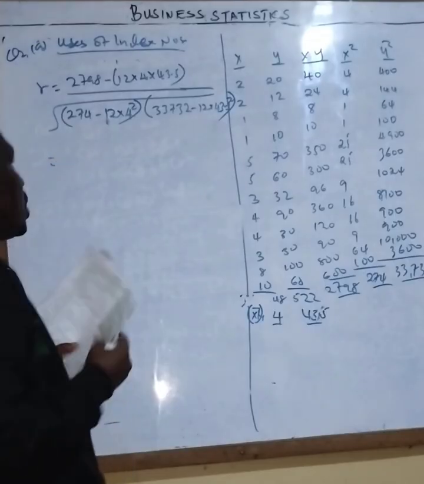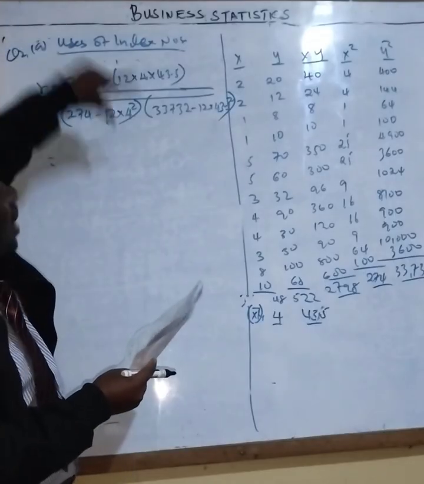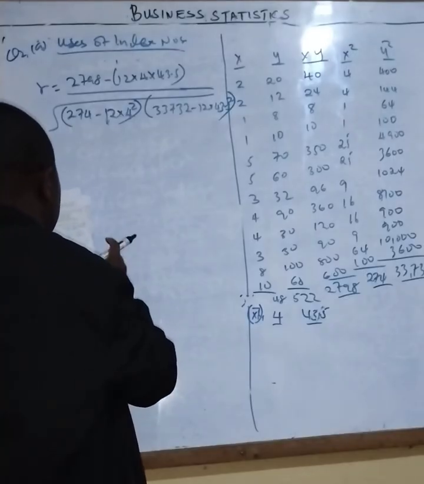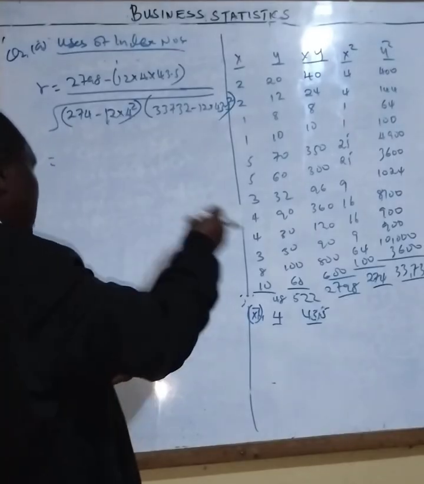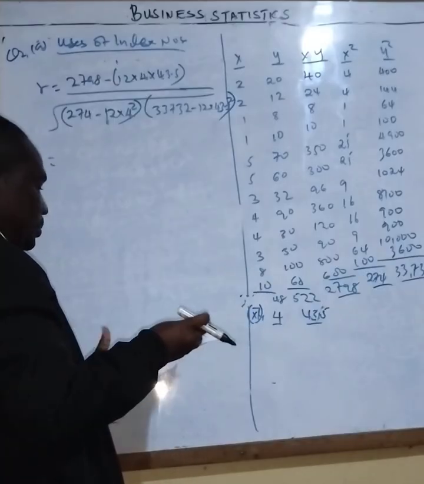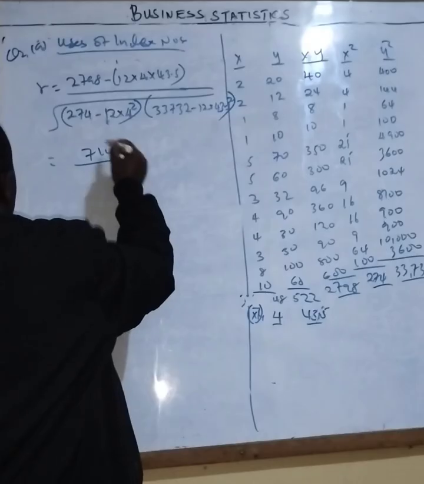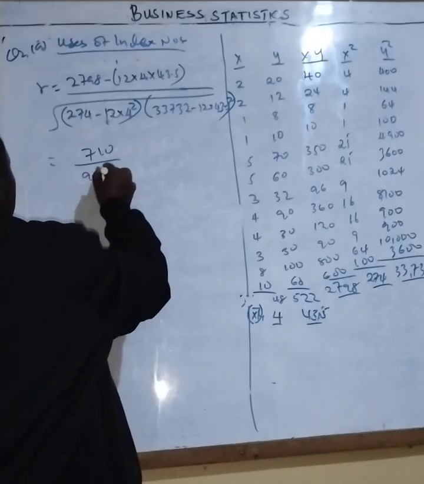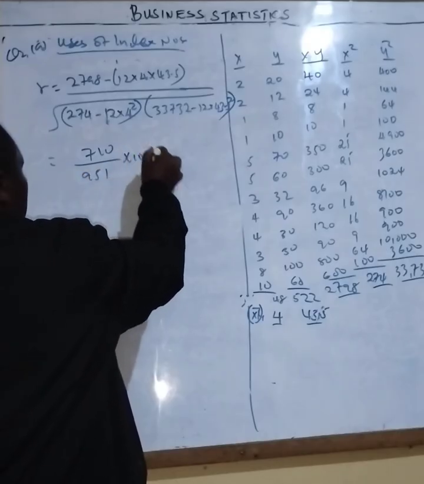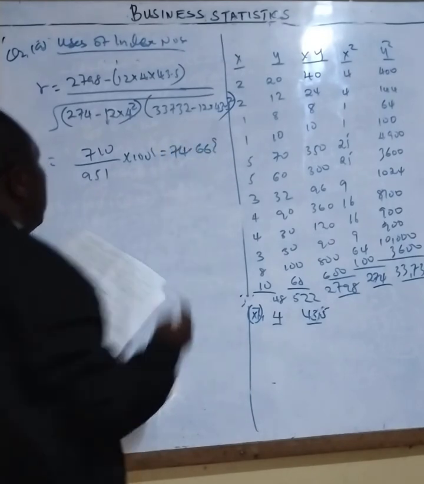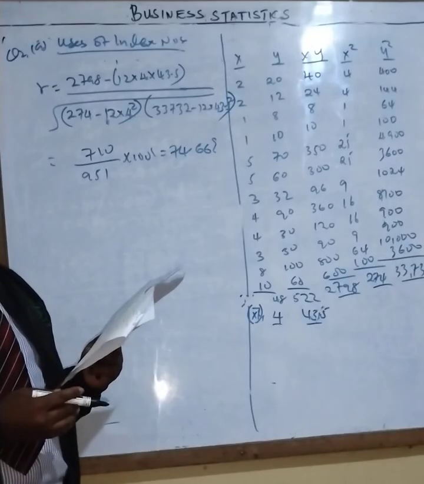Now class, if you press your calculator, whatever is on the numerator and whatever is on the denominator, the answer you are supposed to get at the moment is 900 on the numerator side. I'm getting 710 on the numerator. On the denominator, I'm getting 951, times 100%. Your answer is 74.66%. That is now the coefficient of correlation.